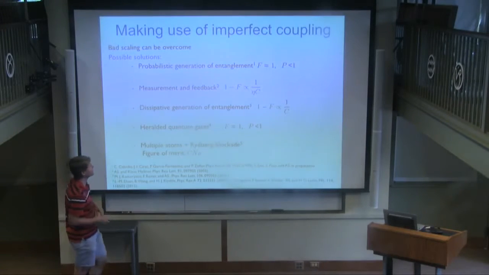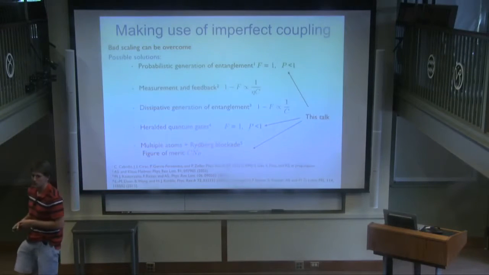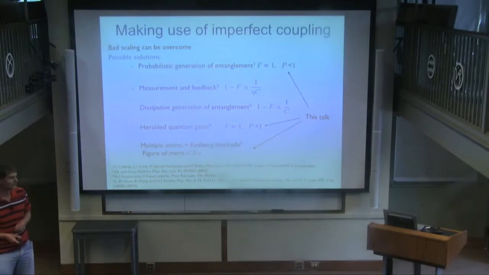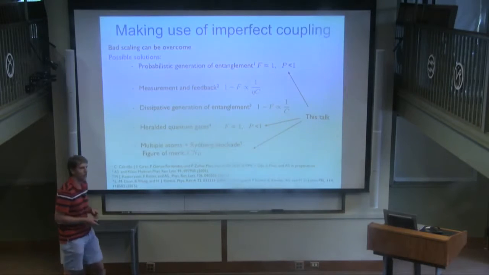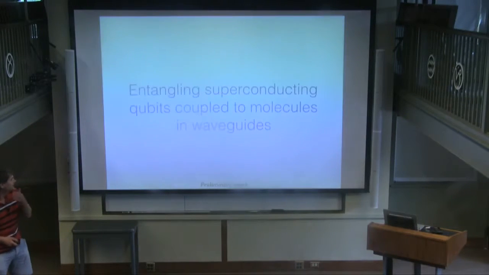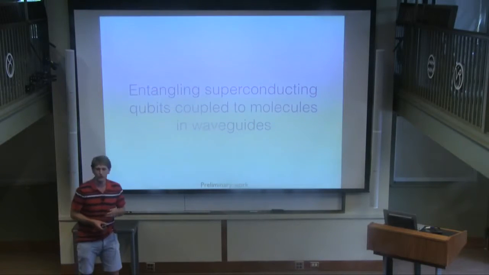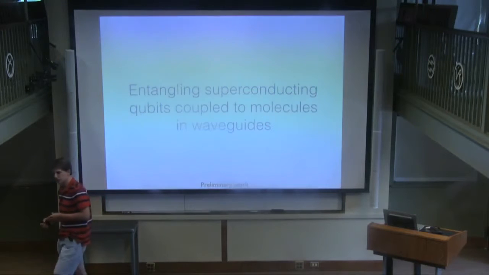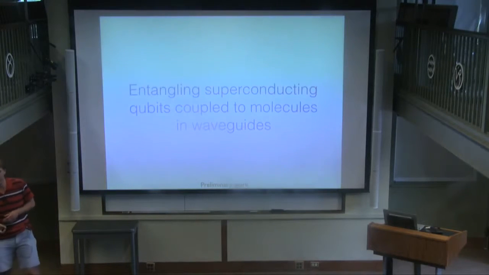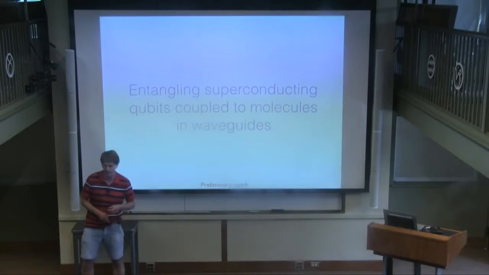These are just the ones that I remember because I have worked on them. What I'm going to do today in this talk is talk about some of the ones where we've had some recent nice results, where we try to overcome this bad scaling. The first one is some work on using this coupling to a waveguide to entangle superconducting qubits with light. The idea is we want to use molecules in a waveguide.